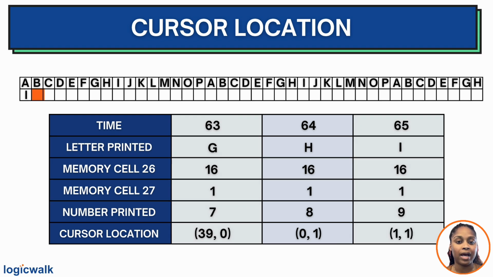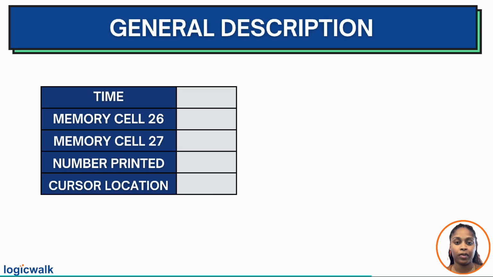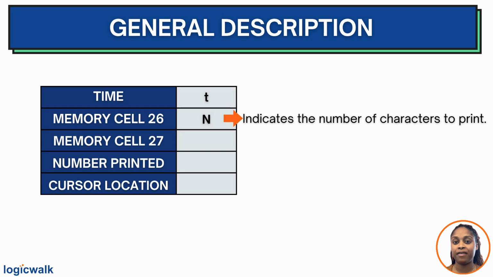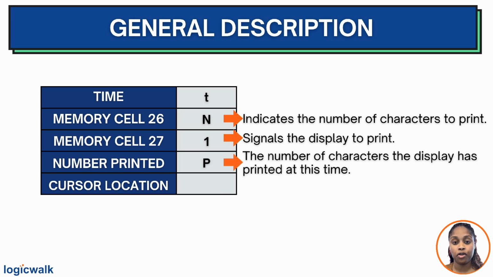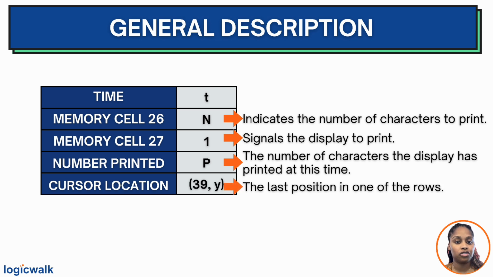Let's look at a more generalized scenario for when the cursor needs to move to the next row. Imagine at some arbitrary time t, the computer has placed a value n in memory cell 26, and there is a 1 in memory cell 27. At that moment, the display has printed P characters, and the cursor is at position 39Y, the last position in one of the rows in the display matrix.